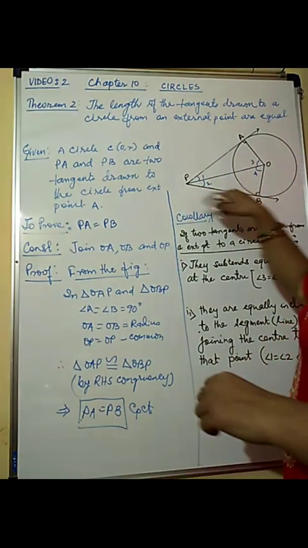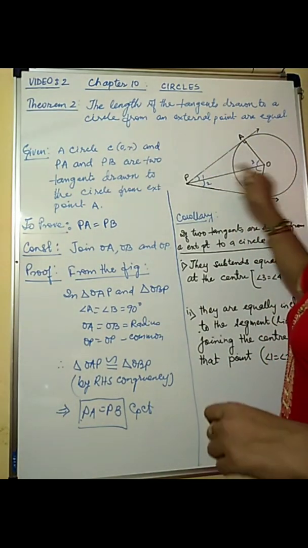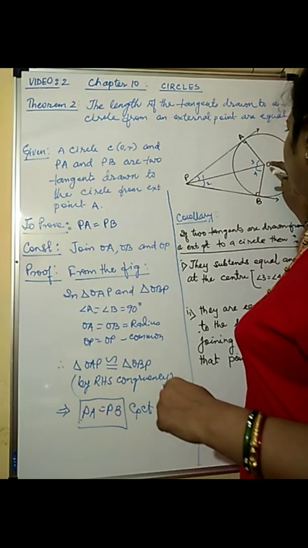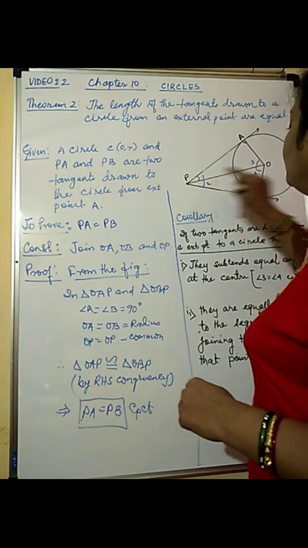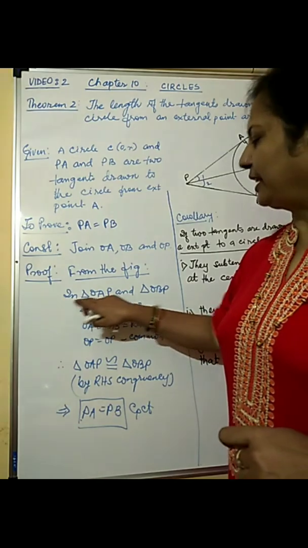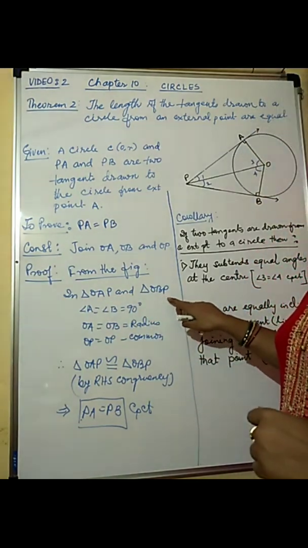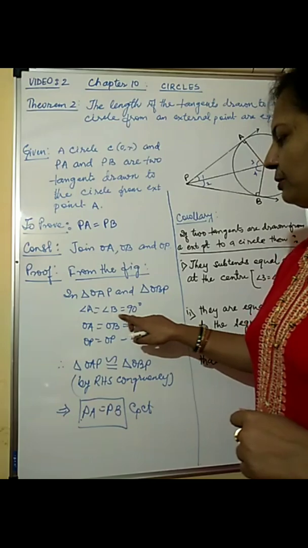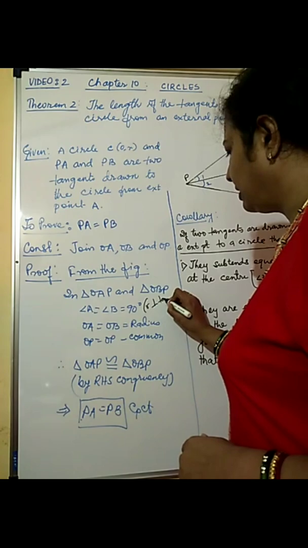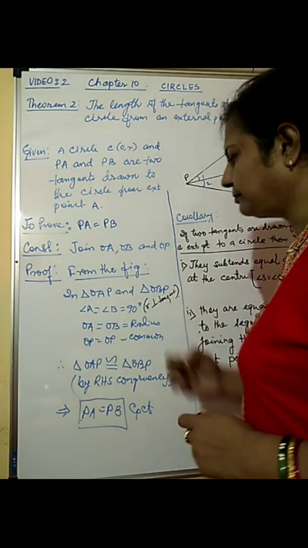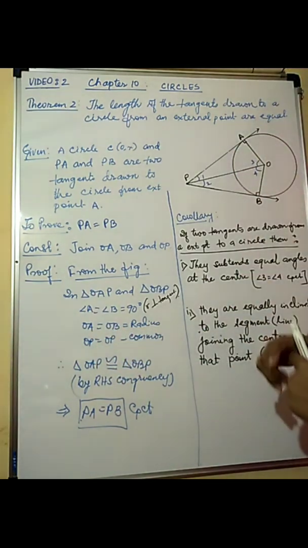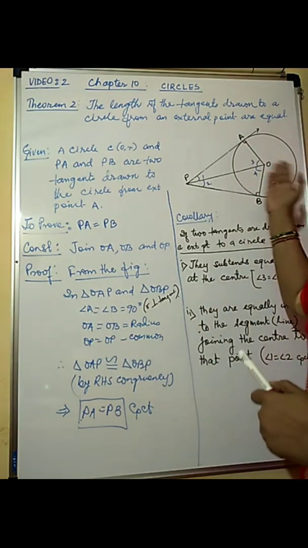Then something we observe in the figure is that there are two triangles formed: one is OAP, the other is OBP. And we know that the radius is perpendicular to the tangent. So OA is perpendicular to AP, and OB is perpendicular to BP. So in triangles OAP and OBP, angle A is equal to angle B is equal to 90 degrees, as the radii are perpendicular to the tangent. And we have OA equal to OB, that is the radius. OP is equal to OP, this is common.